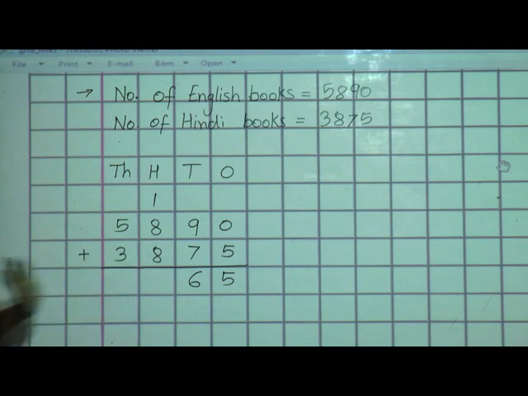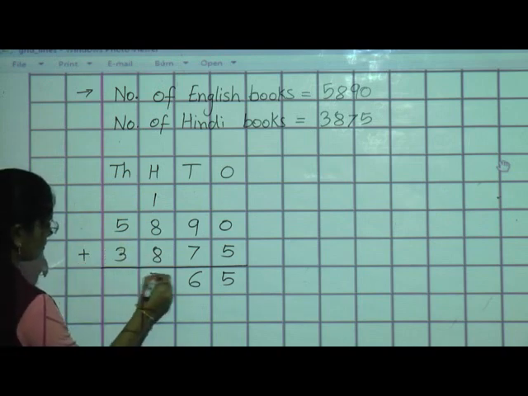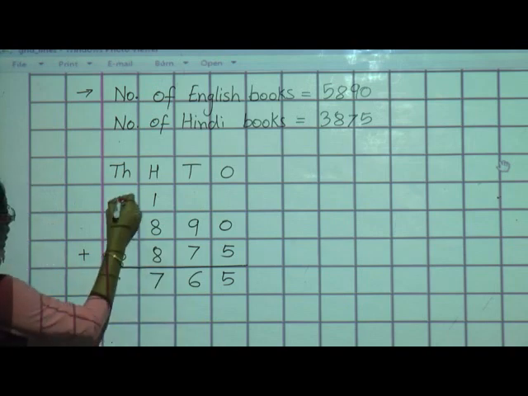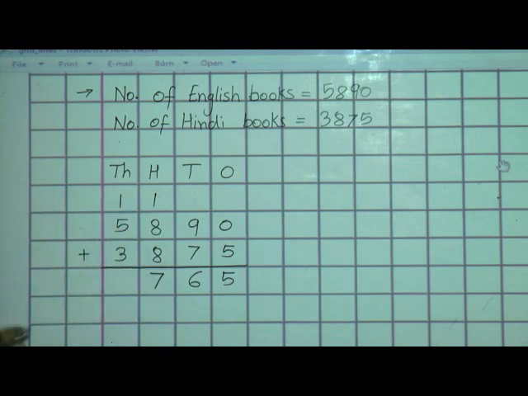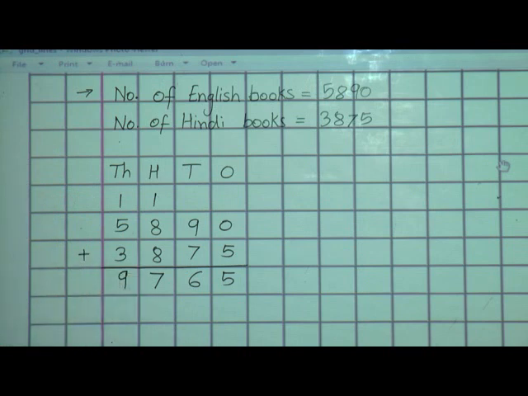Now move to the hundreds place column. See here 1 plus 8 plus 8. 1 plus 8, 9. 9 plus 8, yes, 17. So I will write 7 here and 1 as a carry to the thousands place. Now see the thousands place column. 1 plus 5, 6. 6 plus 3, 9. So how many total books are there? What will be the answer? The answer is 9765.